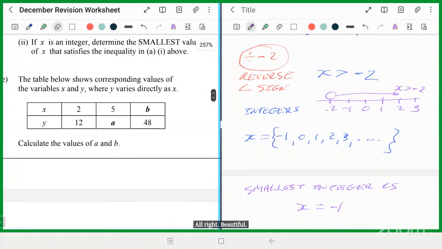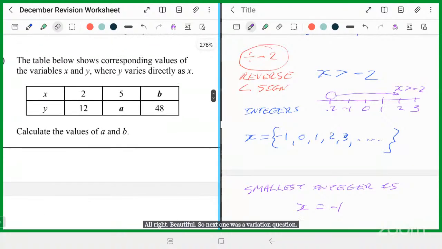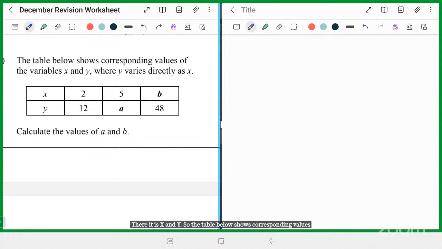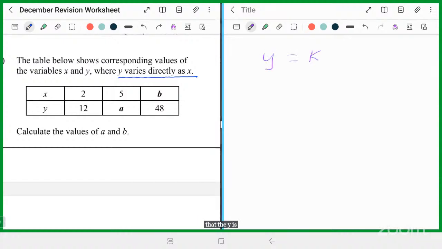So next one was a variations question. I think I gave an inverse variation the last one. This one was a direct variation with x and y. The table below shows corresponding values of variables x and y, where y varies directly as x. A direct variation means that y is equal to a constant of variation times x. If it was inverse, it would be k over x, but this one is direct, so it's k times x.